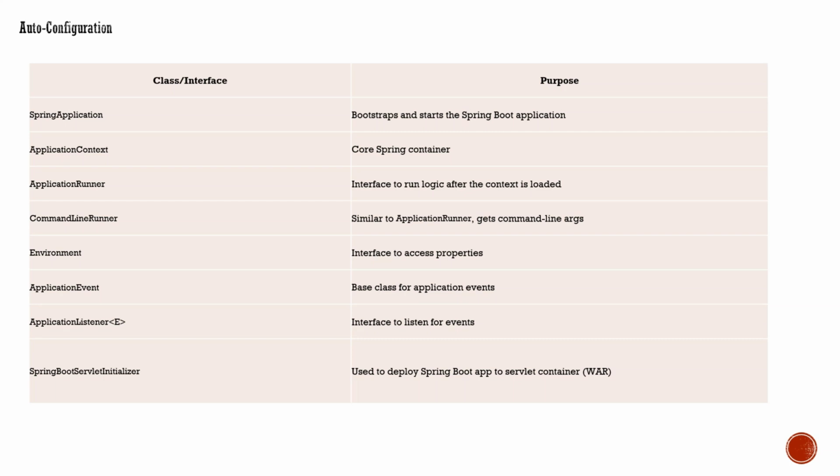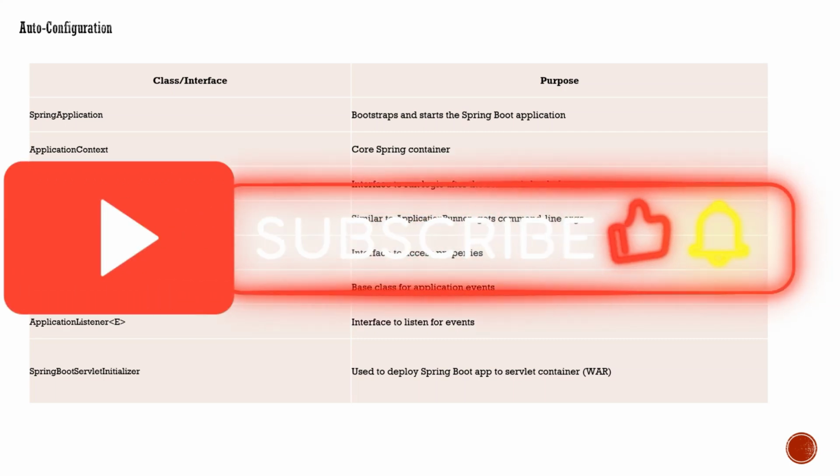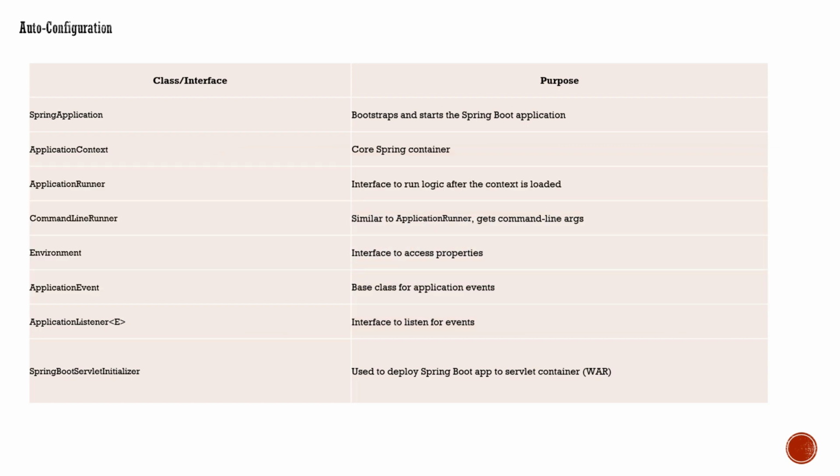Now at the start of this particular application, we have the Spring application. It is going to bootstrap and start your application. Second, it is going to create your core Spring container. Then there is an application runner which is going to run your own logic once the context is loaded. Similar to this application runner, there is also a command line runner where it gets run.